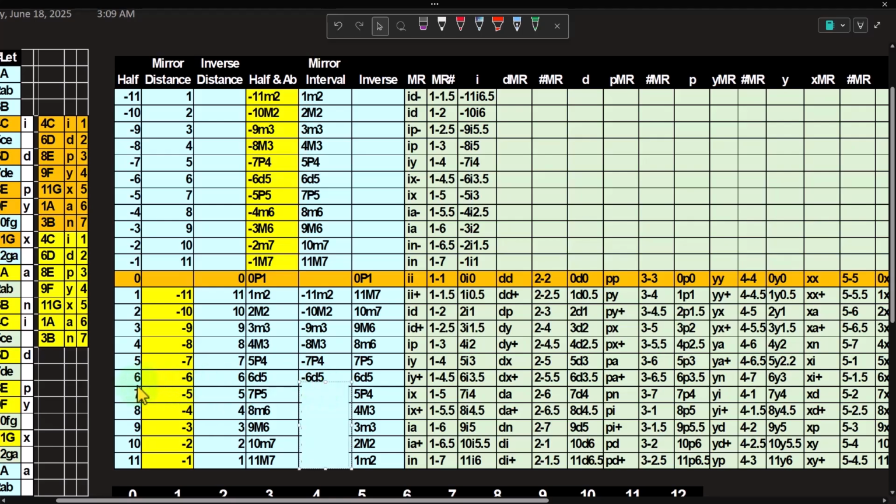If I go 6 forward, 12 minus 6 would be -6 backwards, right in the middle of the block. That would be a 6 note away diminished fifth. Therefore, the inverse would be a -6 note away diminished fifth, or possibly augmented fourth, if we don't get messy with that one.